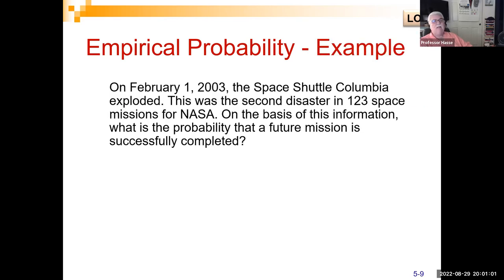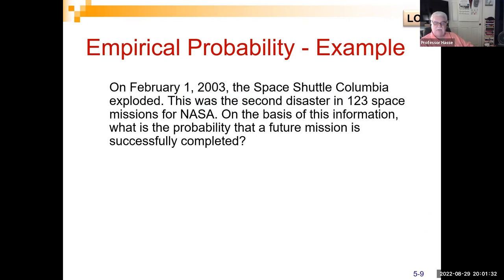Here's another one. On February 1st, 2003, this is kind of a bummer, the space shuttle Columbia exploded. This was the second disaster in 123 space missions for NASA. On the basis of this information, what is the probability that a future mission is successfully going to be completed? So in mission 124, what's the probability of that being a good one, safe?